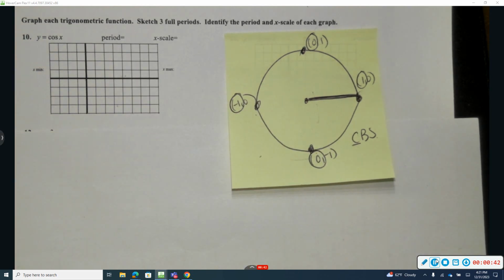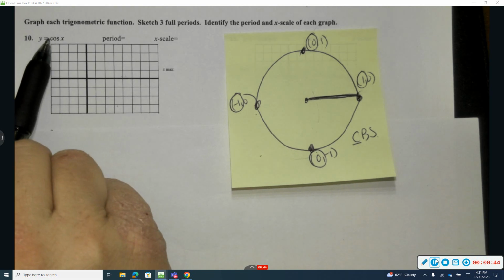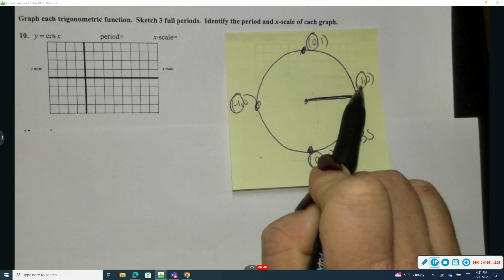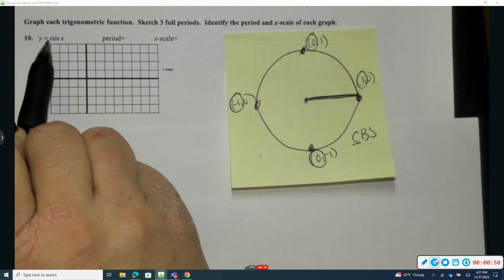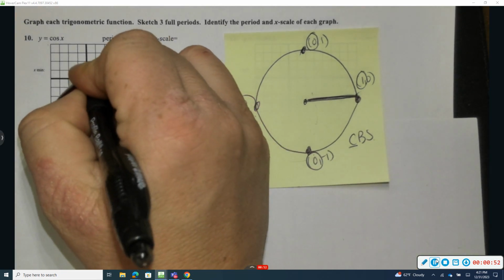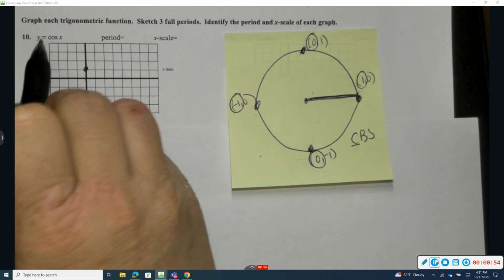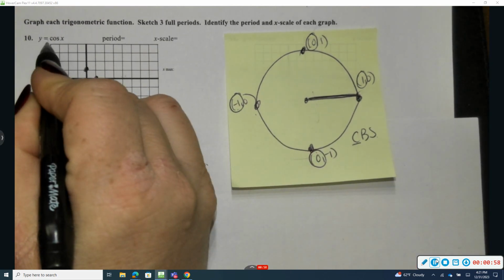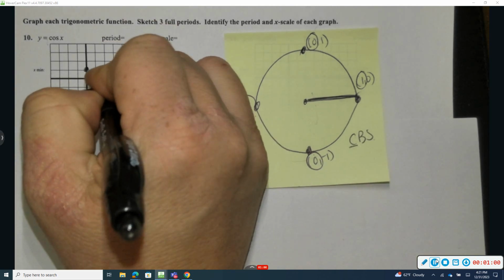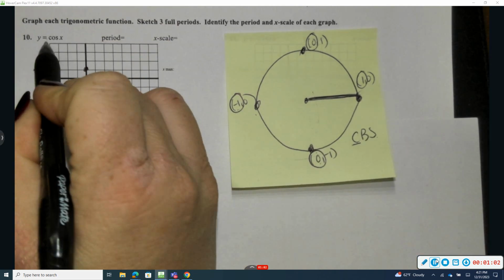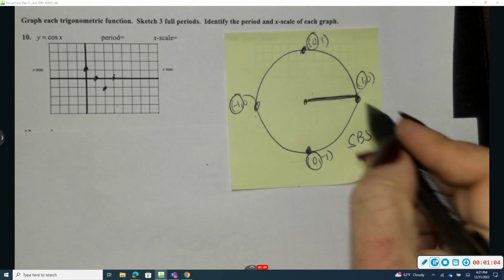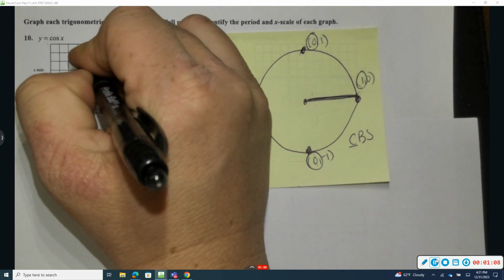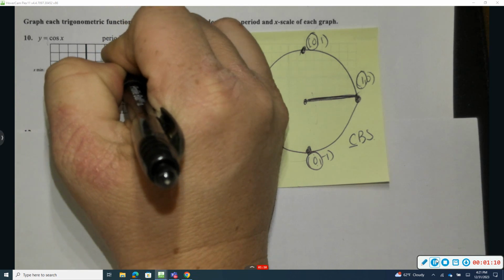Cosine works a little bit differently. So the number in front of the cosine is a hidden 1. And so I'm starting here with an output of 1. 1 times the hidden 1 is still 1. 0 times 1 is 0. Negative 1 times the hidden 1 is negative 1. And 0 times 1 is 0. And my 4th step, 1 times 1 is 1. So when we do this, that would be 1 cycle.